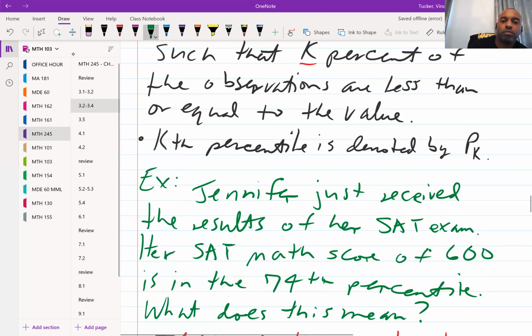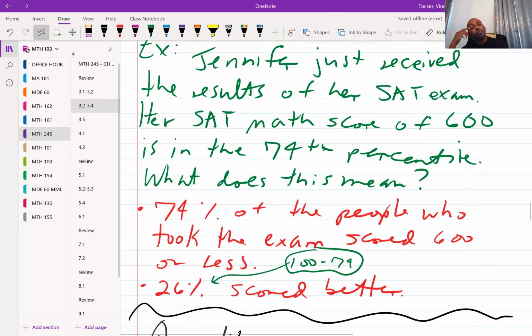All right. Try to give you guys a chance to write stuff down. So if her score is in the 74th percentile, that means 74% of the people who took the exam scored 600 or less. And then that means 26% scored better. And we get that 26% from subtracting that 74 from 100. So that percentile will always give you less than or equal to. And once again, if you want to know more than or better, you subtract that from 100.